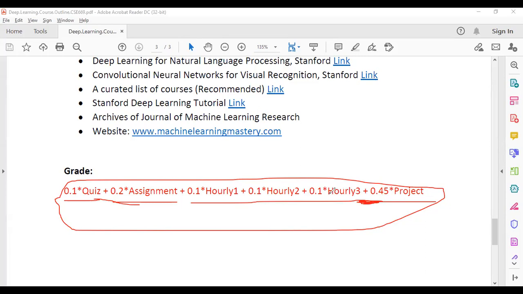By the way, the total is not ending up being one, I think. Oh yeah, you're right. So maybe I'll just make one of them 0.05. Sorry about that. I might reduce the weightage of one of the hourlies.